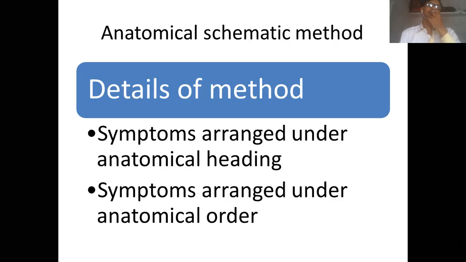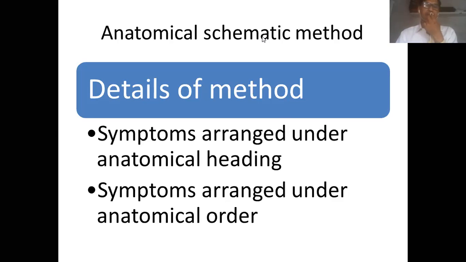Now, what exactly are the details of this method? The various symptoms given by a drug prover are arranged under different anatomical headings. Some authors or books also arrange these symptoms in anatomical order. They do not mention headings, but whatever arrangement is there, it is related to a specific part or a specific organ. So at this point, I will take advantage of technology and demonstrate the Materia Medica Pura, Allen's Encyclopedia and Hering's Guiding Symptoms to understand what exactly the anatomical schematic method is.